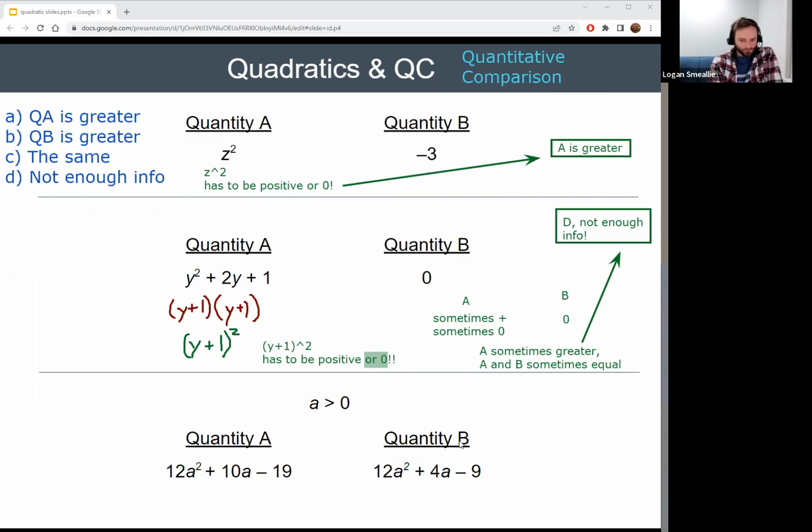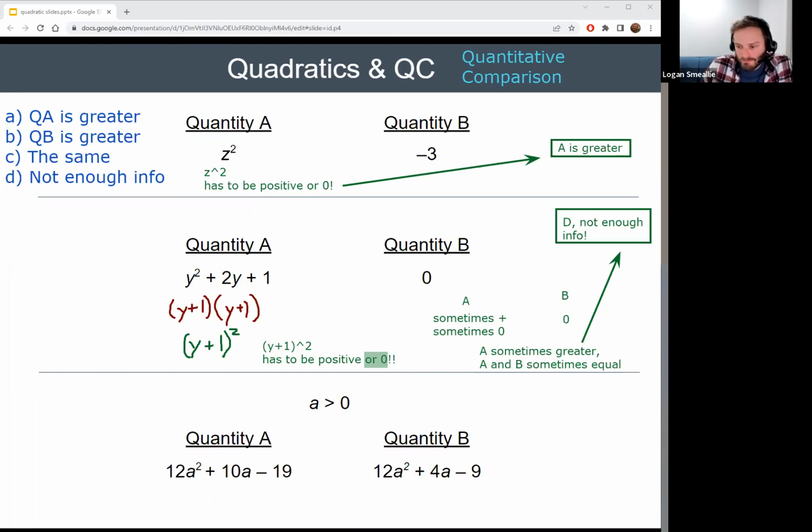On this one, we know from the start that A is greater than 0. And we've got these crazy quadratics. 12a squared plus 10a minus 19. 12a squared plus 4a minus 9. I do not want to put these into the quadratic formula. And as we just saw in number 2, I actually can't because I don't know really the equal 0. So I'm not going to be able to solve for A. But our mission is still to compare.